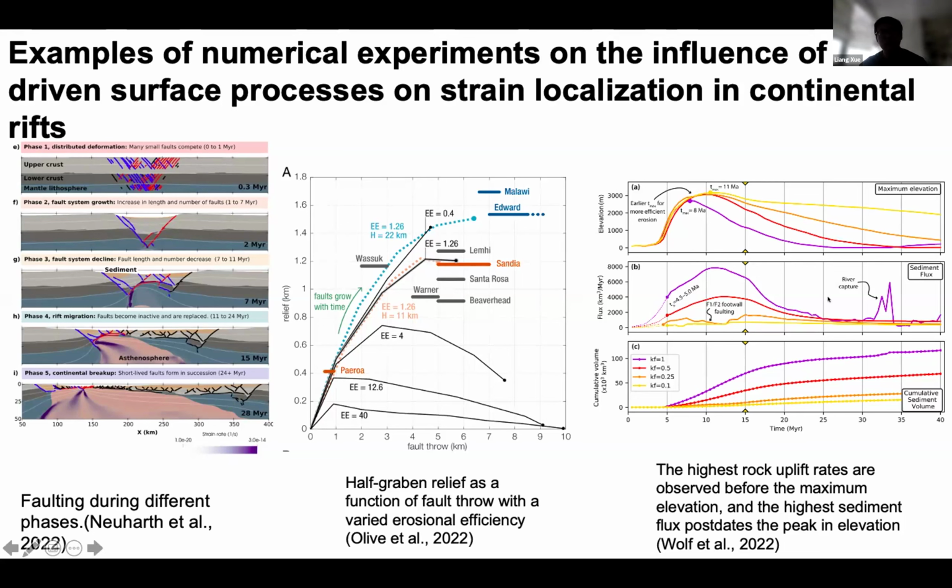On your left, you can see this work by Wolf et al. They also look at the correlation between the stream localization and the sediment flux. There you can see the sediment flux and the time-dependent sediment production, and they found that the highest sediment flux right here can post-date the peak of the uplift on the rift flanks.